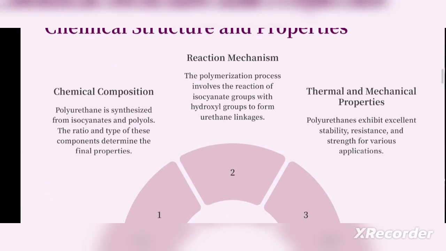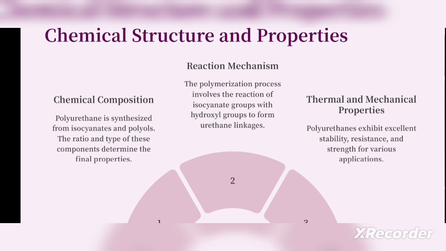Chemical structure and properties. Chemical composition. Polyurethane is synthesized from isocyanates and polyols. The ratio and type of these components determine the final properties. Reaction mechanism. The polymerization process involves the reaction of isocyanate groups with hydroxyl groups to form urethane linkage. Thermal and mechanical properties. Polyurethanes exhibit excellent stability, resistance, and strength for various applications.